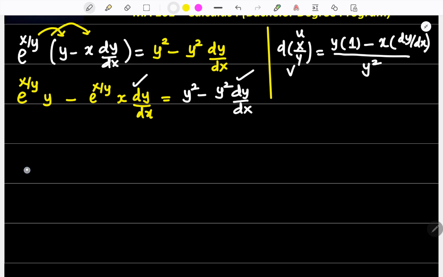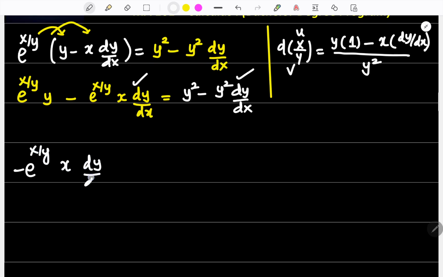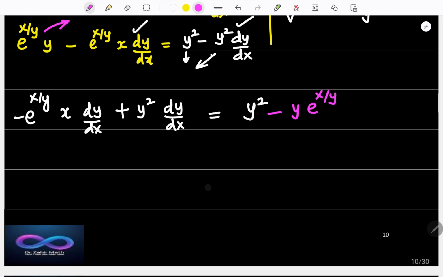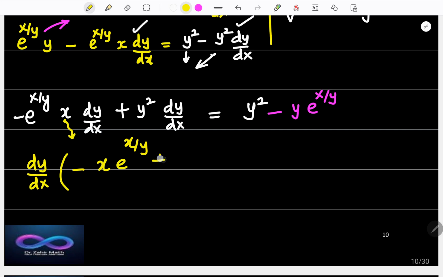Take it to one side. So this is minus e power x by y times x dy by dx. This one comes to this side, so it will be plus y square dy by dx, is equal to this y square, already here, no change. But this one coming to the other side will be minus y e power x by y. So now take dy by dx as the common term. If I take this out, I will get minus x e power x by y, this x I keep in the front, and then plus y square, which is equal to y square minus y e power x by y.